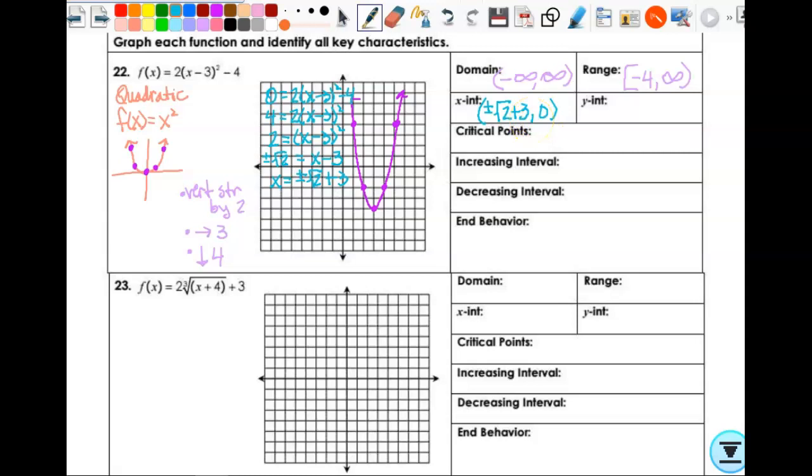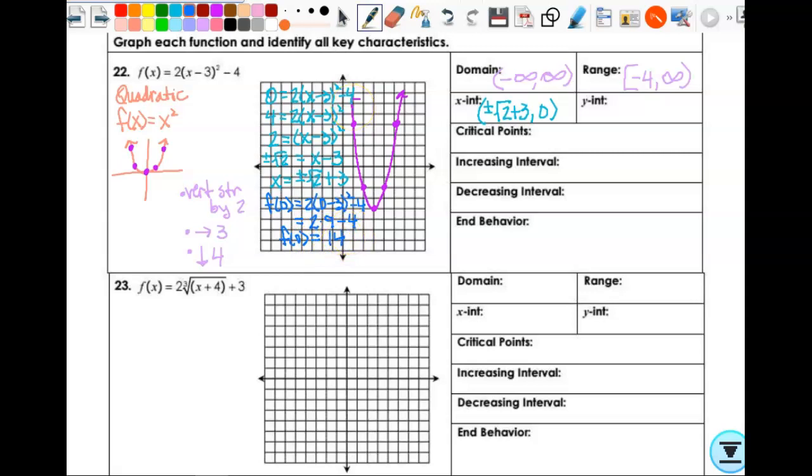Then my y-intercept. Maybe we can read this one. My y-intercept is when I get f of 0. That is 2 times 0 minus 3 squared minus 4. So that gives me 0 minus 3 is a negative 3. Squared is a positive 9 minus 4. So that's going to give me f of 0 equals 18 minus 4, which is 14.